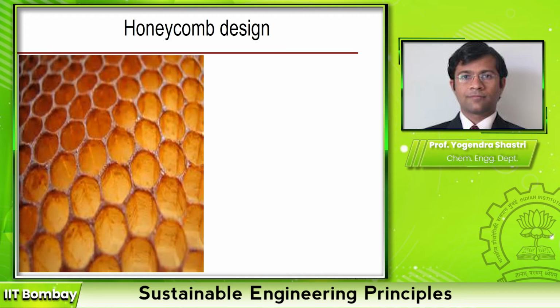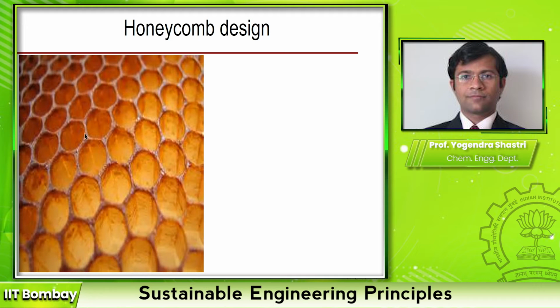Let me start with a very simple example as a motivation. This is a honeycomb design shown in the picture, and this is very familiar to all of us. This is the structure that is built by honeybees in order to live and store honey. And you will see that in this honeycomb, every cell is hexagonal in shape. So every cell you will see has six sides.